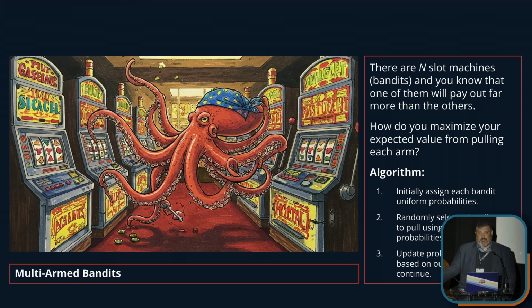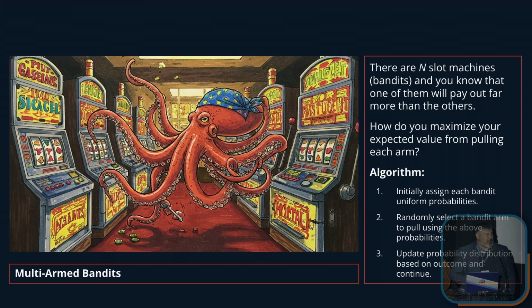And the algorithm is actually deceptively simple. You assign each bandit uniform probabilities, right? When you know nothing, we assume that they are all equally likely to pay out. Randomly select an arm, pull it, and then update your probability distribution based on the outcome for when you pull the arm. It is extremely straightforward and very easy to implement. And this is one of the reasons it's such a great tool to use.